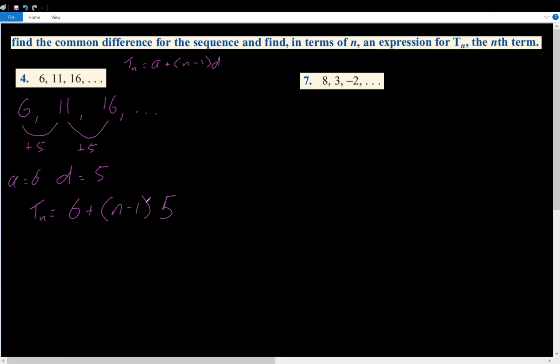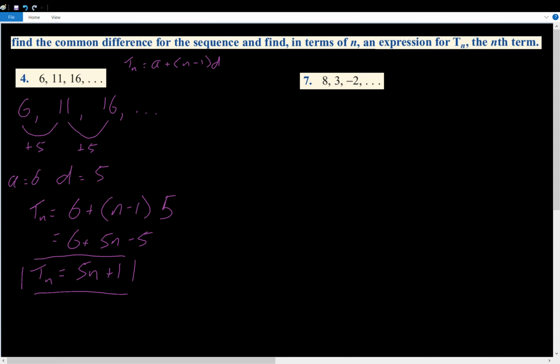Now if we multiply our 5 into the bracket, we're going to get 6 plus 5n minus 5, which means for the very end of this question we're going to have t of n is equal to 5n plus 1. And that is the term for the nth term in that particular sequence. Let's look to question 7.